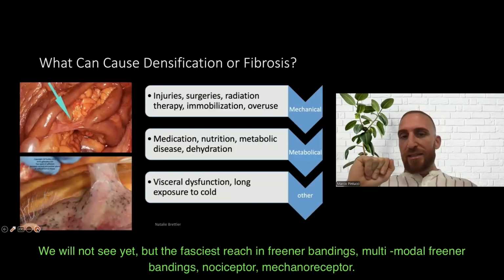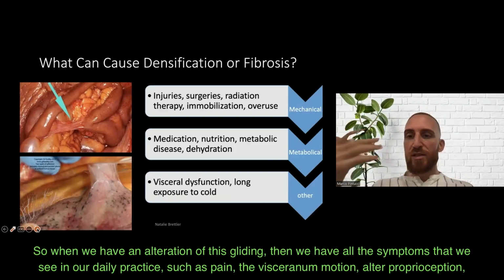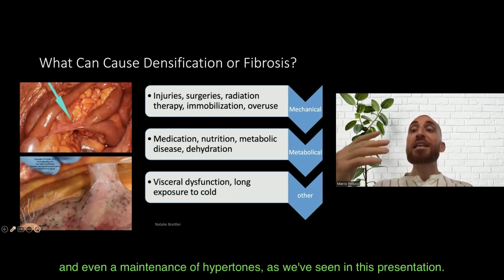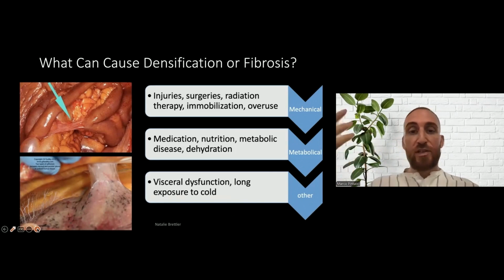We do not see it yet, but the fascia is rich in free nerve endings: multimodal free nerve endings, nociceptors, mechanoreceptors. So when we have an alteration of this gliding, then we have all the symptoms that we see in our daily practice, such as pain, decreased range of motion, altered proprioception, and even a maintenance of hypertone, such as we've seen in spasticity.